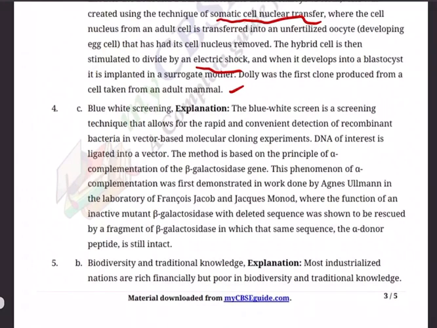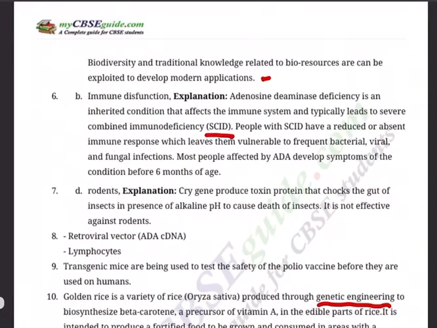Question 5B. Biodiversity and traditional knowledge. Most industrialized nations are rich financially but poor in biodiversity and traditional knowledge. Biodiversity and traditional knowledge related to bioresources can be exploited to develop modern applications.